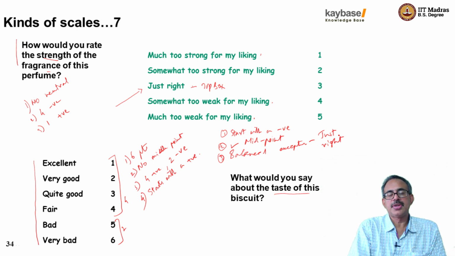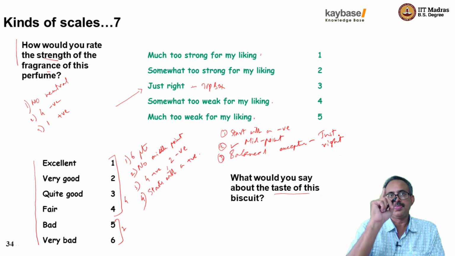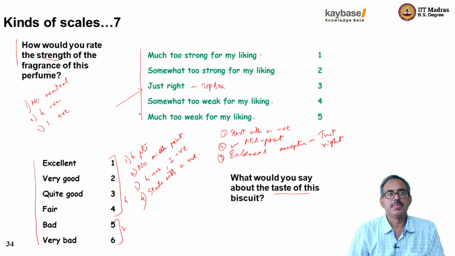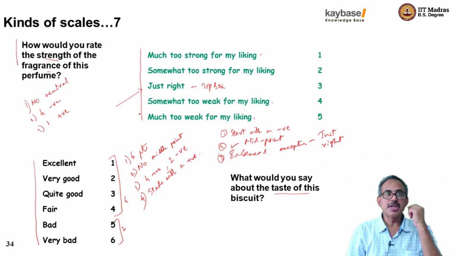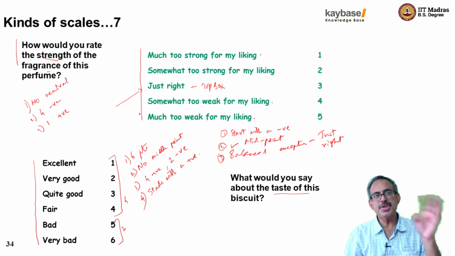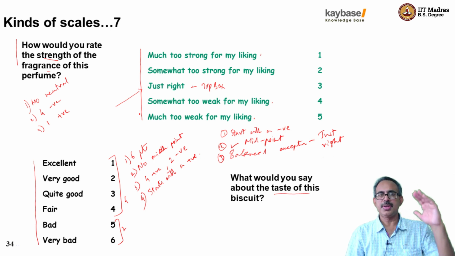Okay, those scales are called balanced scales, where there's an equal number of positive and negative points. So in general, it's better to have balanced scales. An exception is this scale. A just right scale cannot be balanced. The strength of a biscuit, the crispness of a biscuit, the temperature at which coffee is served, it's either just right, or it's too hot, or it's too cold. So to do justice to that scale, you can have just one positive point and the others are negative points.